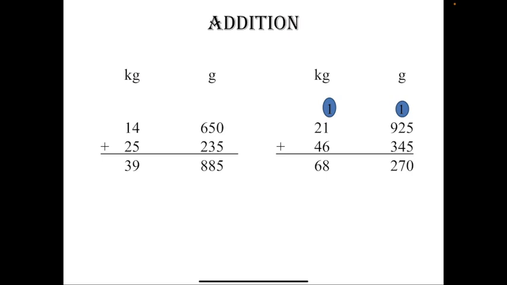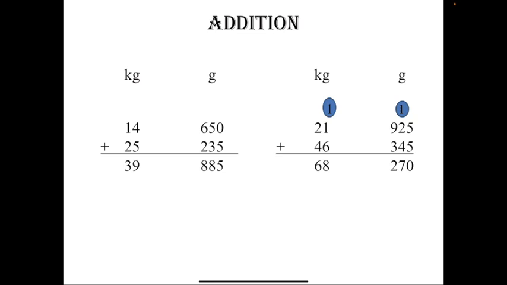Here you can see I have got two weights, 14 kilograms 650 grams plus 25 kilograms 235 grams. When we add them, what answer will we get? Let's see. 0 plus 5 is 5, 5 plus 3 is 8, 6 plus 2 is again 8. Moving to the kilograms column, 4 plus 5, 9 and 1 plus 2, 3. So your answer is 39 kilograms 885 grams.